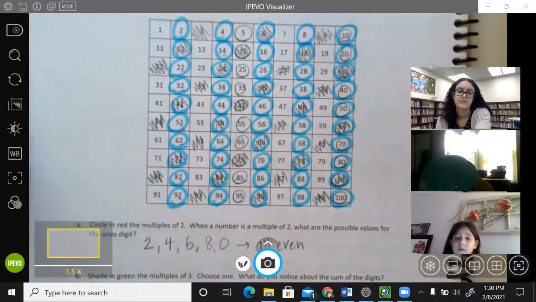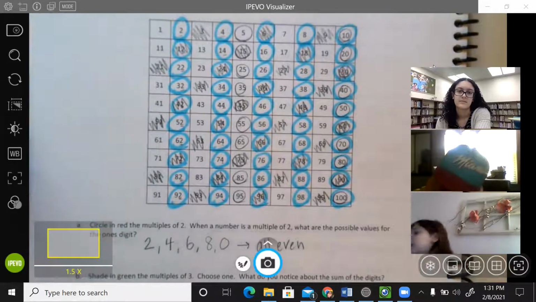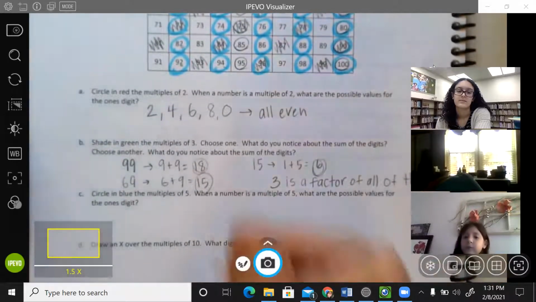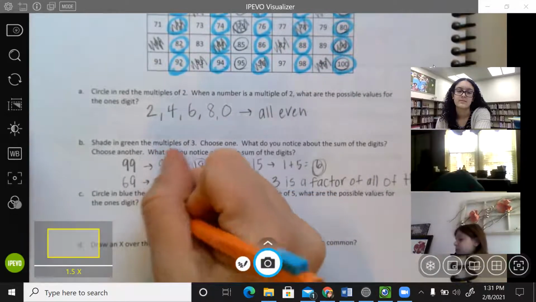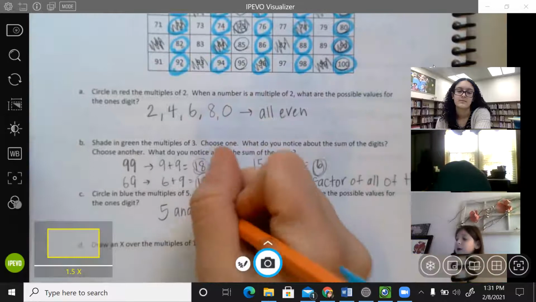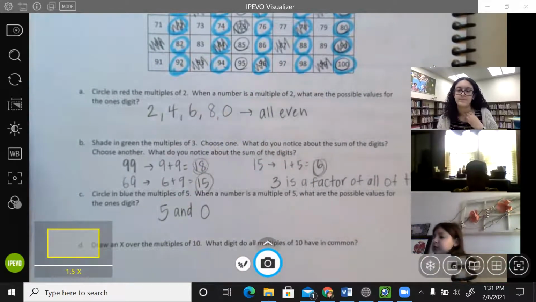Okay. When a number is a multiple of 5, what are the possible values for the ones digit? So Olivia, out of all of the numbers we circled, what were the only two numbers we had in the ones place? 5, and what else? 0. Yep. And we talked about that one earlier too. We've been pretty good with that one.